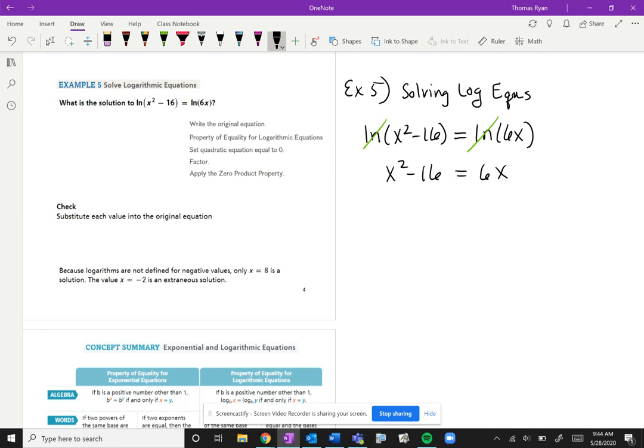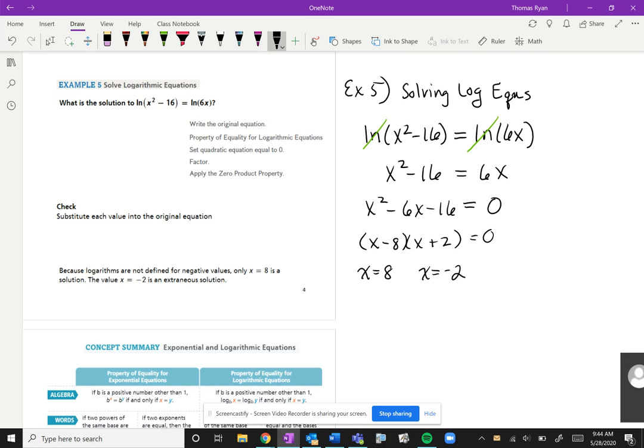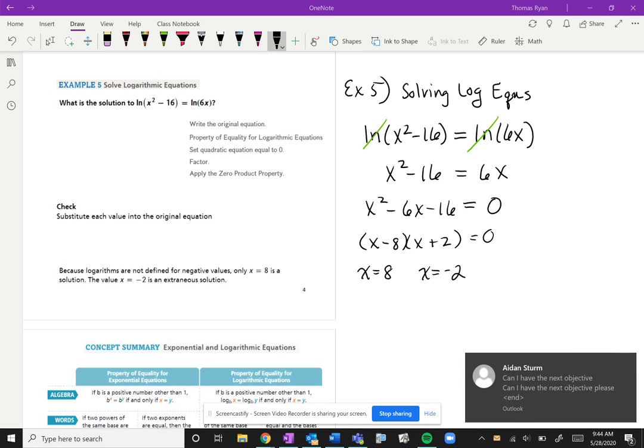So that means whatever's inside of the natural log has to be the same. And sure enough, we all know, how do we solve a quadratic? We need to get it equal to 0, and then we do our factoring. So what do we got? Minus 8 plus 2. So x is 8, or x is negative 2, but not so fast, right? Just like anything else, not so fast.